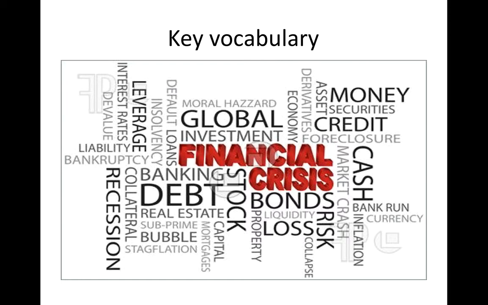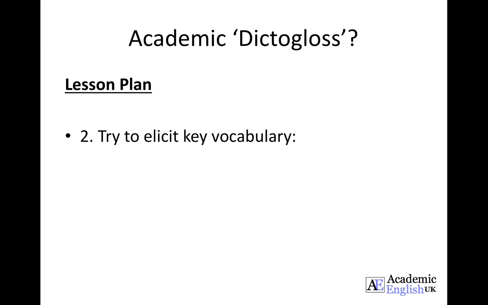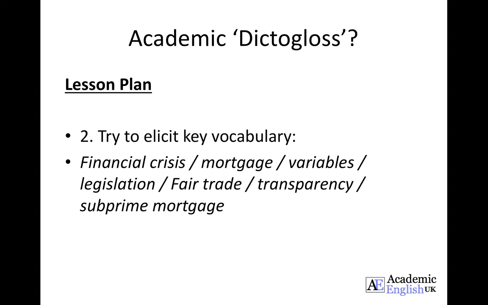Okay, so you should have come up with lots of words such as bonds, debt, mortgages, real estate, bubble, recession, as many as you can think of. You can pause this slide if you want to look at these words. Okay, part of this dictogloss includes this key vocabulary. So I'd like you to look at these words: financial crisis, obviously, mortgage, variables, legislation, fair trade, transparency, and subprime mortgage. If you don't know these words, please pause this slide and check them.